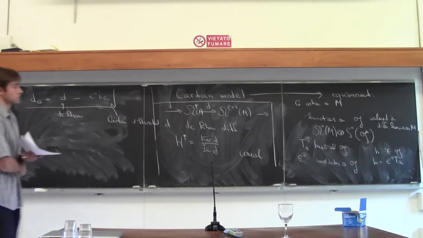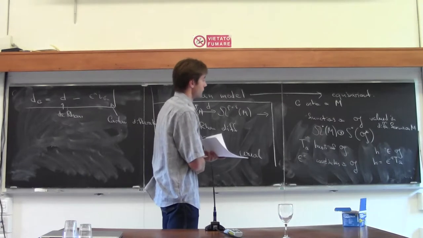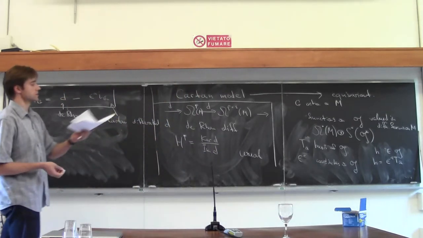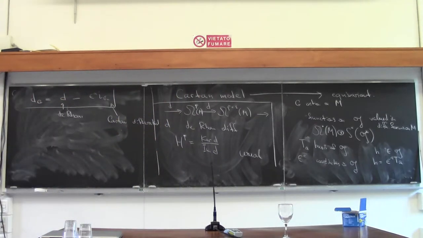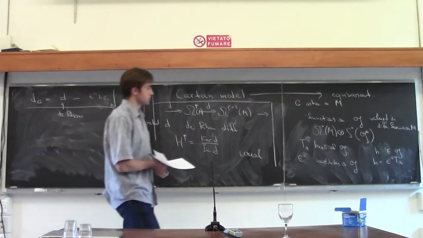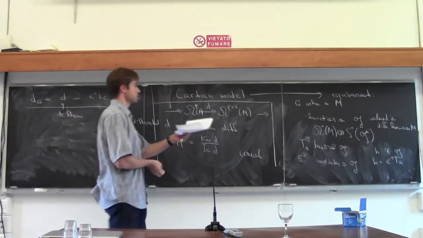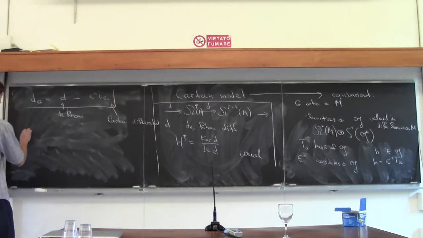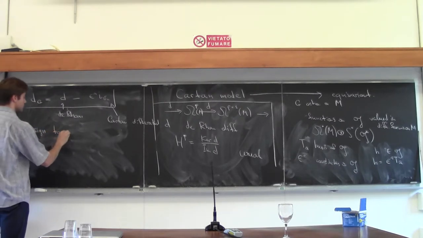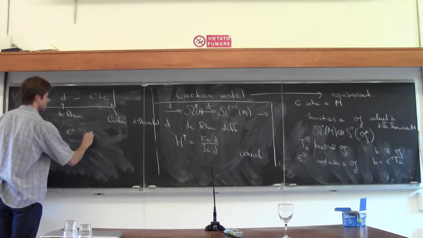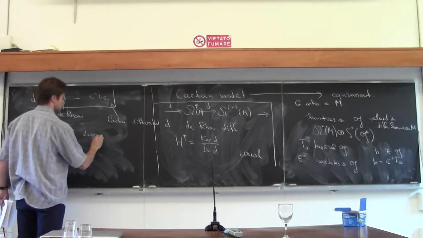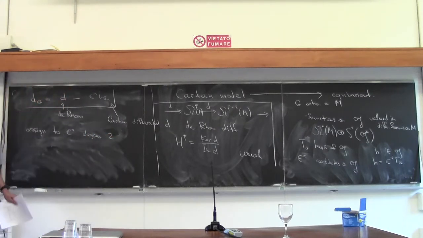Now, to define cohomology, we need to have a complex, and also we need to have a good grading, and we need to have that D squares to zero. So first of all, to have a good notion of grading, let's assign to epsilon^A degree 2. Then we see what happens.